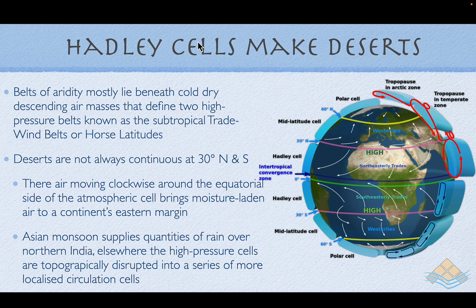Now, because the ITCZ moves, those deserts are not always going to be continuous at 30 degrees north and south. There's air moving clockwise around the equatorial side of the atmospheric cell. That brings most of the moisture-laden air to most continents' eastern margins. And we'll have a look a little later at the Asian monsoon. Elsewhere, those same monsoonal belts are topographically disrupted into a series of more localized circulation cells.